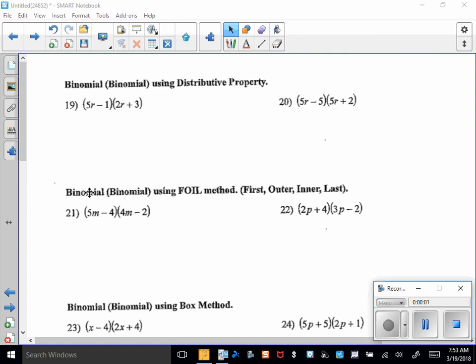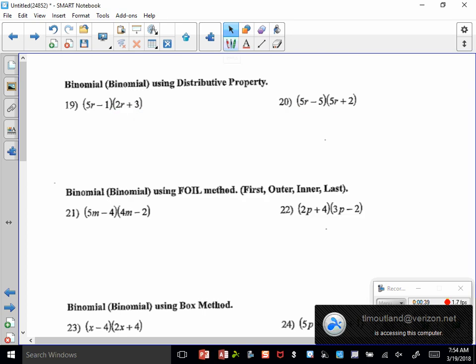Starting on page 6, we're going to be multiplying a binomial times a binomial, and then later we'll be multiplying a binomial times a trinomial. You know bi means 2. That means it has 2 terms in it. So notice here you have the 5r minus 1 times the 2r plus 3. So basically this just follows the distributive property. That's a property we use all the time. So I wouldn't really say it's completely new. It's just that we're distributing twice versus once.